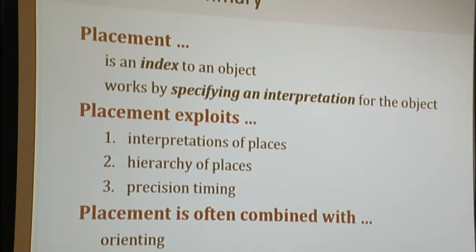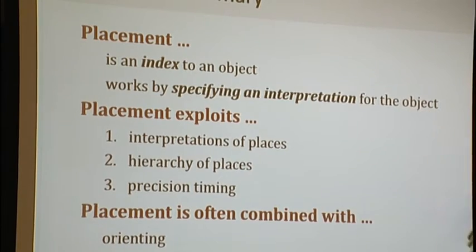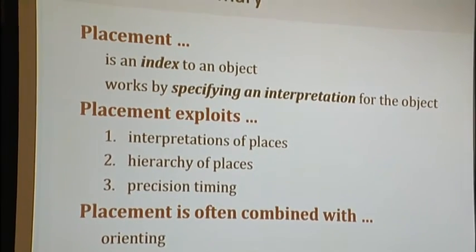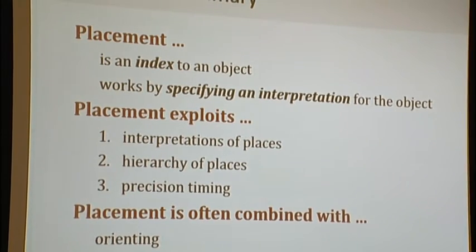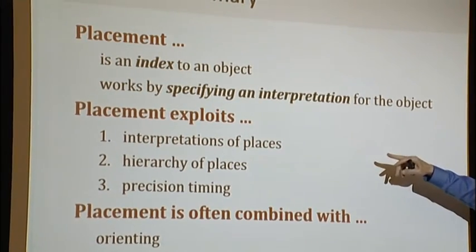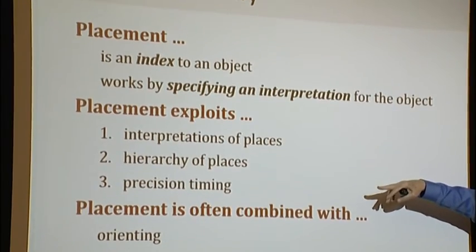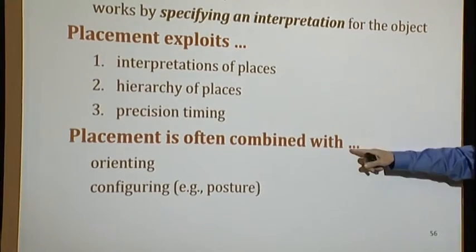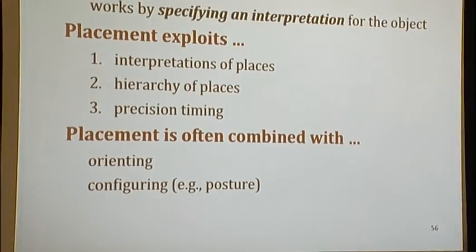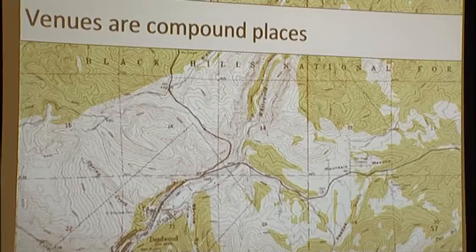So, placement, a summary. Let me do a quick summary here. It's an index to an object, actually. As I just said, it was two indexes. But it works by specifying the interpretation for the object. So I put something on a checkout counter that says, this is something I want to buy. It exploits interpretations of places, hierarchies, and precision timing, that is, the beginnings and the ends of these placements. And it's often combined with orienting and configuring.